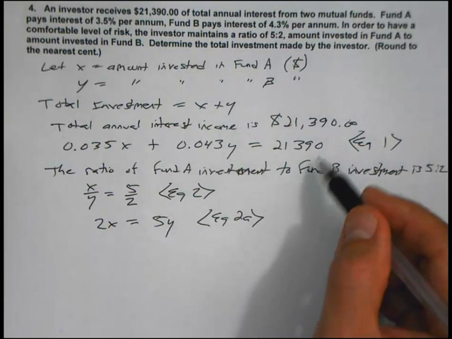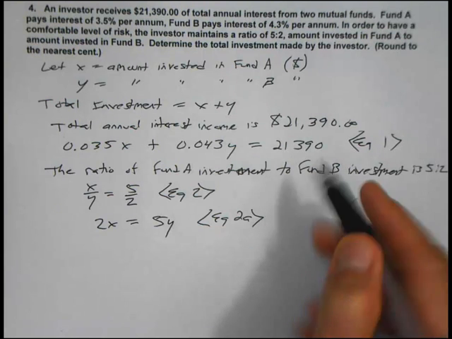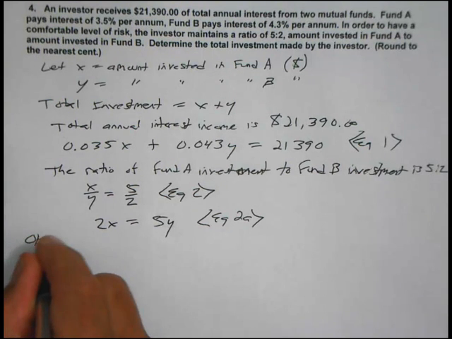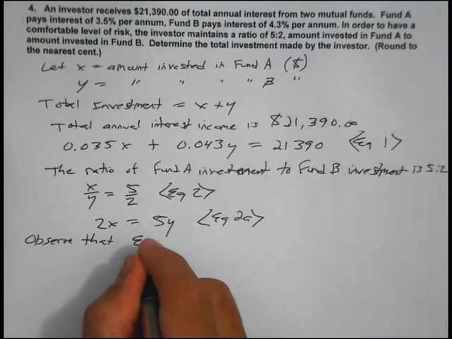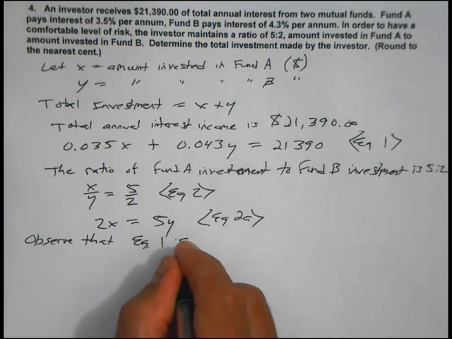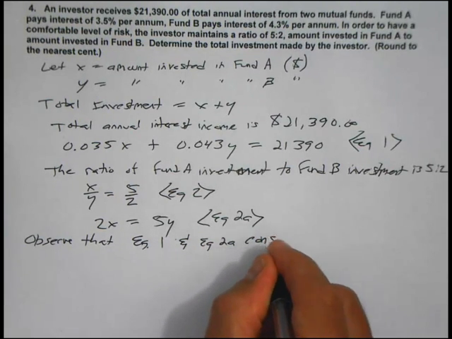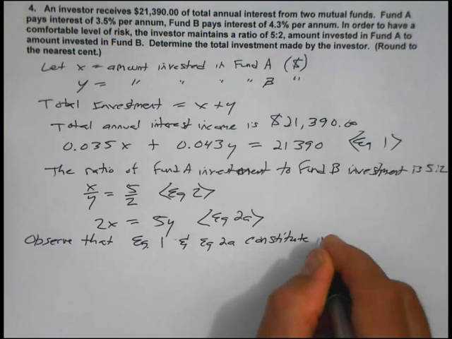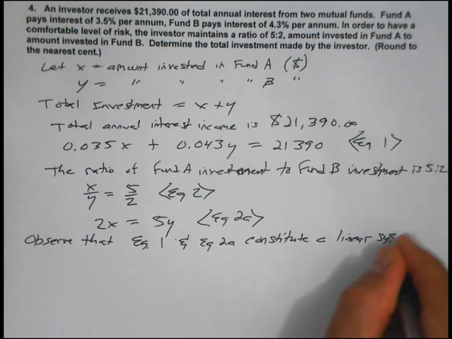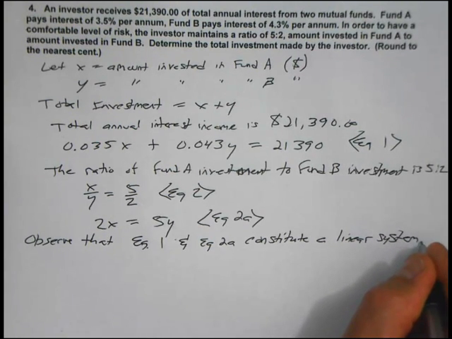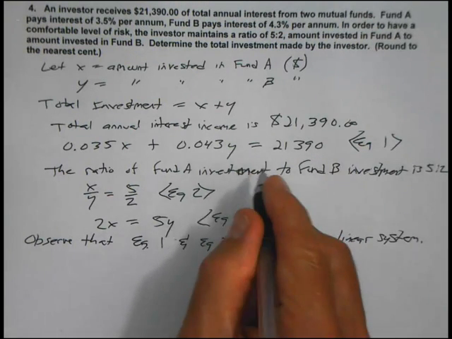Okay, what kind of math problem have we got here? Looking at these two equations, each equation is linear. There's two variables. So, observe that equation 1 and equation 2a constitute a linear system. Two variables. So let's take equation 1 and prepare it for calculator usage.